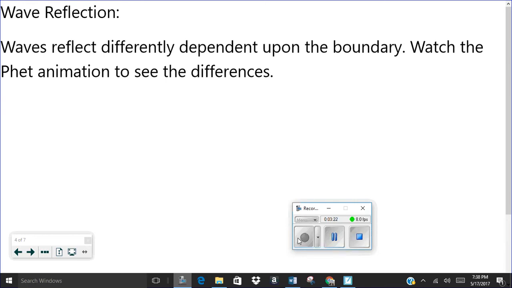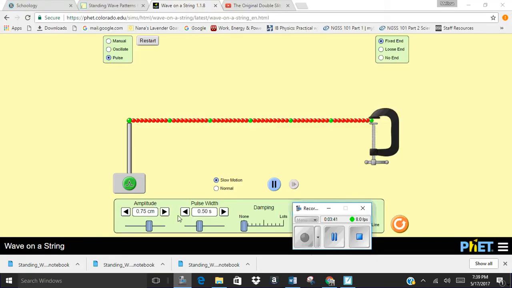So how does the boundary affect how amplitudes either cause constructive interference or destructive interference? This really does depend on the type of boundary that is on the other end of the medium. We're going to take a look at a couple of these with our PhET animation. So for the first one, I'm going to have a fixed end, meaning that this clamp, the C clamp, is not going to move up and down. And I'm going to send one pulse in slow motion and watch what happens to the amplitude as it travels down the medium, the string, and then back up.